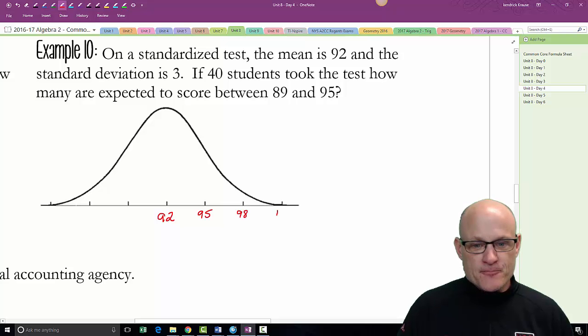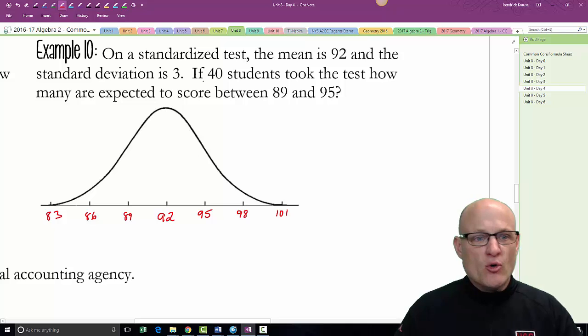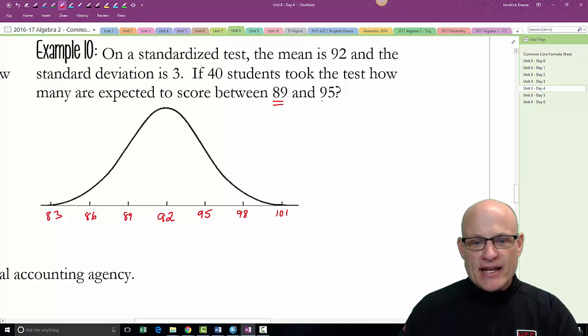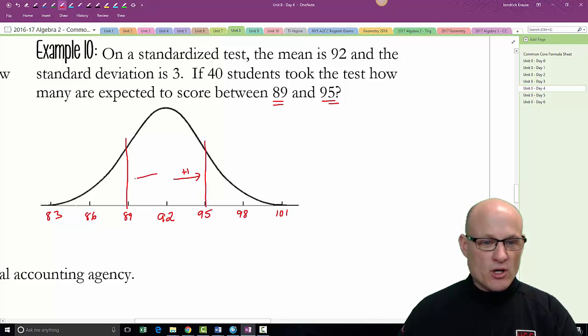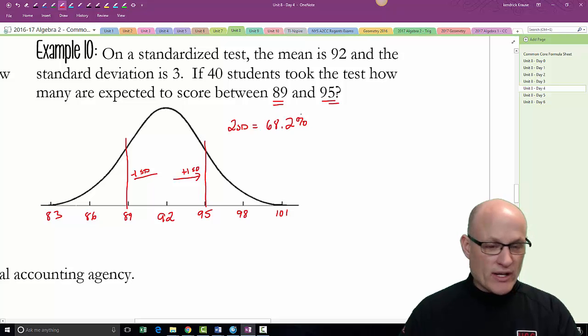95, 98, 101, 89, 86, 83. So I want to know between 89 and 95. Well, that's one standard deviation up, and that's one standard deviation down. So it's -1 and +1 standard deviation. So that's two standard deviations, and we've talked about already that that is 68.2%.